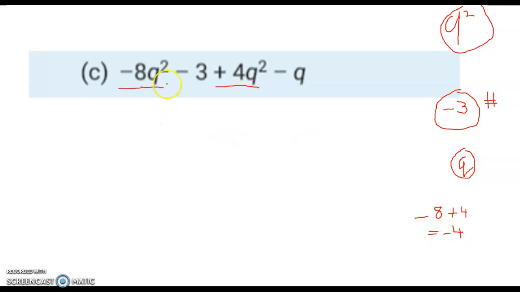So applying that here, minus 8q squared plus 4q squared is going to leave us with minus 4q squared. So that's working with the numbers in front, you get the minus 4, and don't forget the q squared. And then you have a minus 3, there's no more numbers to tidy up there. And you have a minus q, you've got no more q's on their own to tidy up. And that's the answer to that one. And that's question 6 complete.